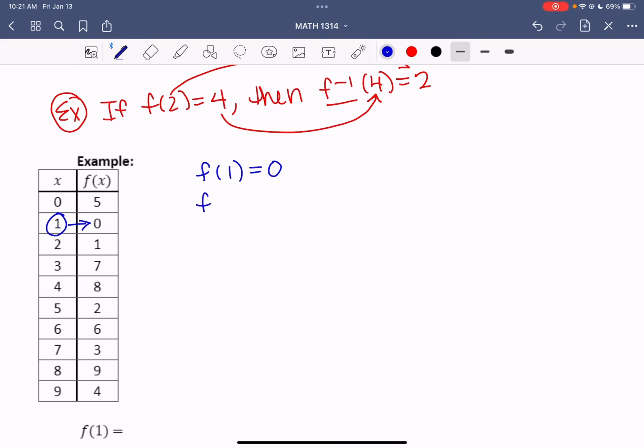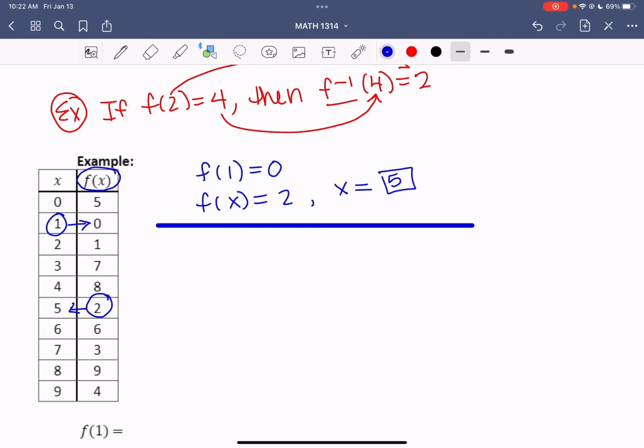Another way of looking at that, and you've seen this with function notation, is what if it said, what is f of x equal to 2? What is x? You would say, okay, f of x equals 2, that means 2 is your y value. So you'd look on your f of x column all the way down to 2 and ask what x value is paired with it. That's paired with 5. And you've done that before. That's function notation. We're just reading the table and pulling values.